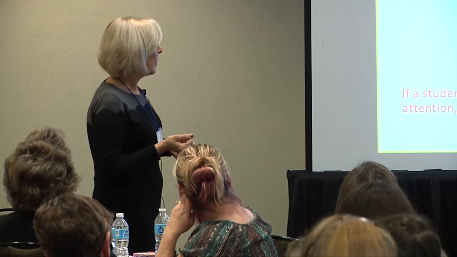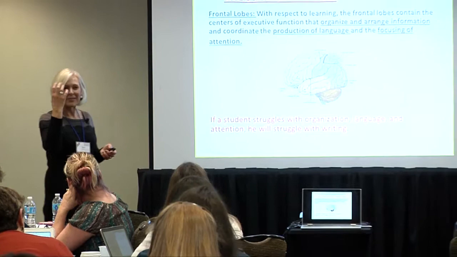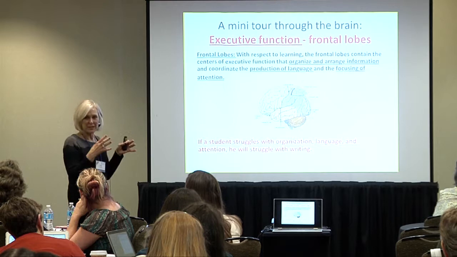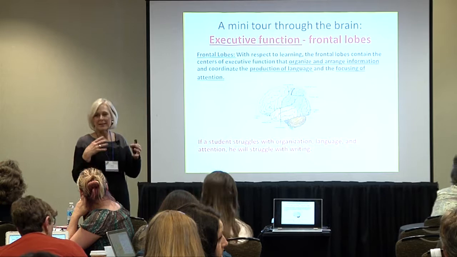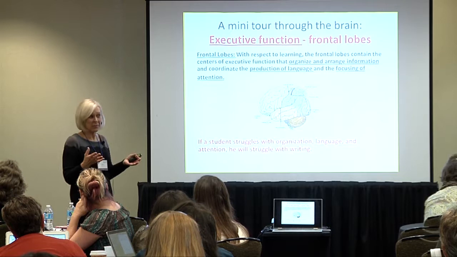And this is just a little short tour of the brain, just to get your brain thinking about it yourself. Again, think about the whole area of the prefrontal cortex and those frontal lobes, and they are the hub for executive functioning. This is the area where we're taking in and organizing language, organization of thought, attention and focus. And if you have trouble in these areas, you're going to have trouble in writing.